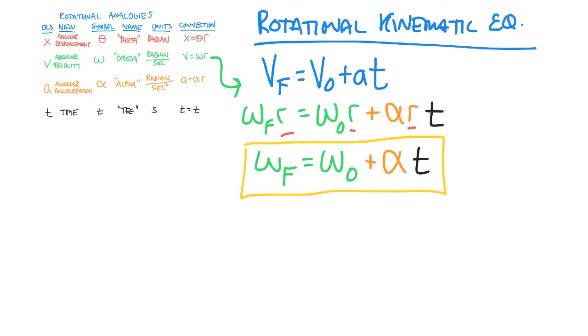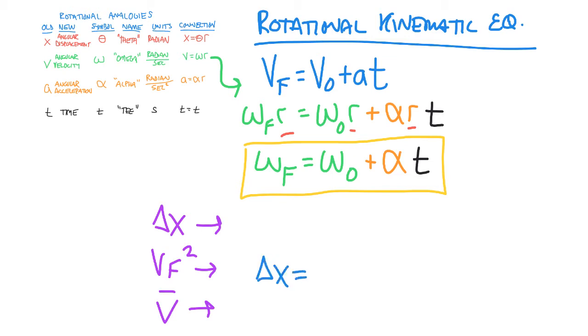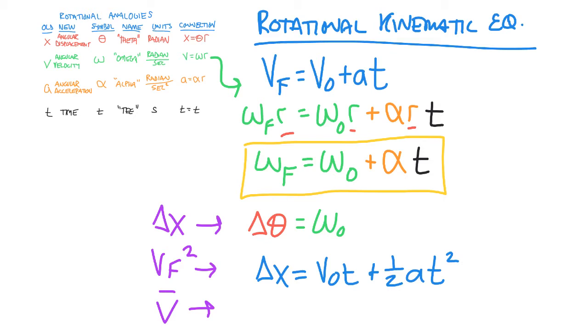So go ahead and take a moment and do the equations for delta x, v final squared, and we even have an equation for v average. So make those equations using the rotational analogies. Remember, our delta x equation is delta x equals v0t plus 1/2 at squared. And using our rotational analogies now, instead of delta x, we're using theta. So we have delta theta equals, instead of v, we're using omega. So we have omega 0 times t, remember, t stays the same, plus 1/2 will stay the same. But instead of a, we're using alpha. And then we have t squared.